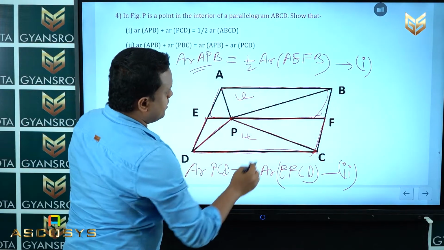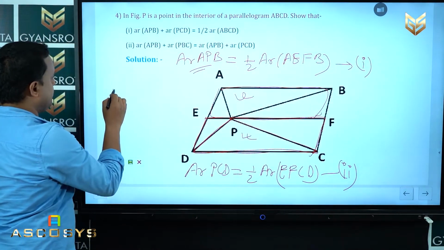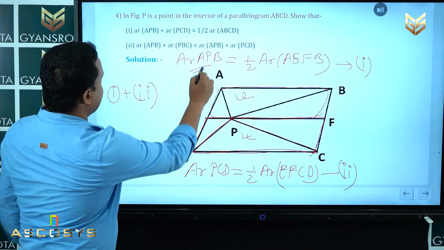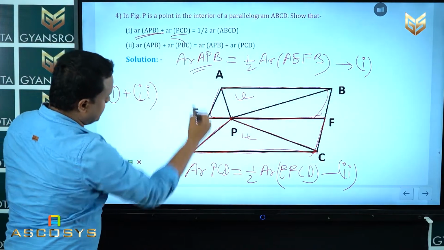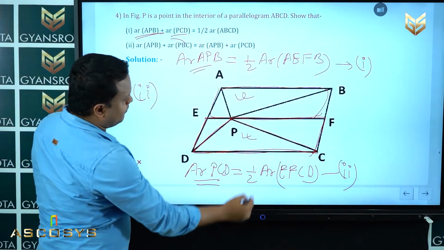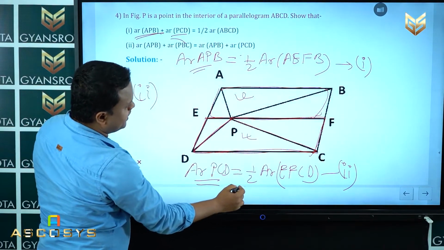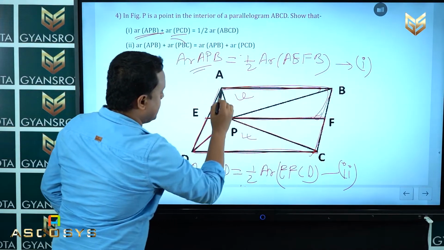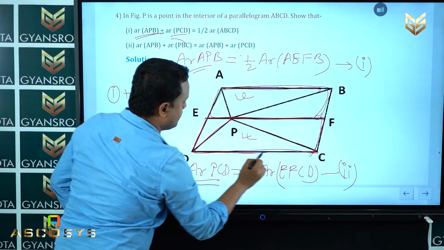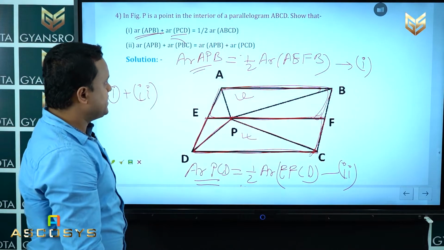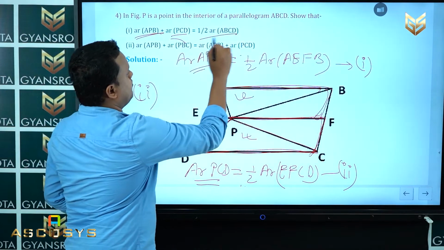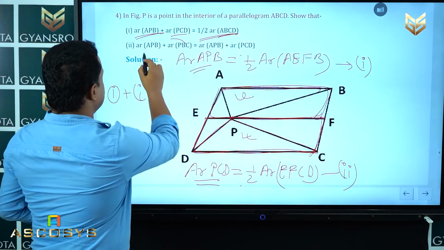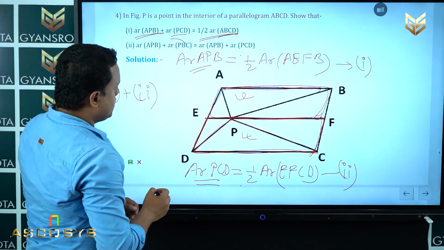All right. So from 1 and 2, if we put 1 plus 2, area of APB plus area of PCD equals half of, if we take half common, the area of this parallelogram and area of this parallelogram. If we add them, what will we get? Area of ABCD. All right. So we have proved the first question.